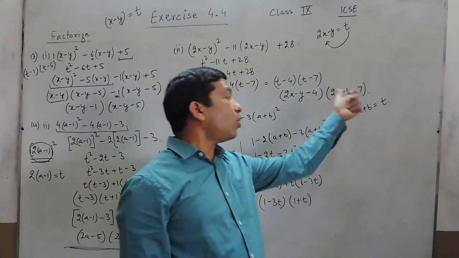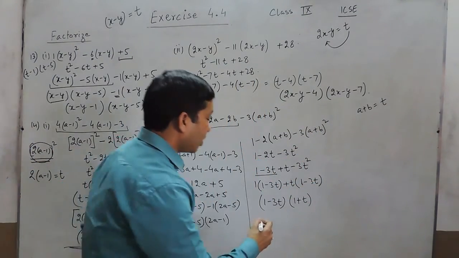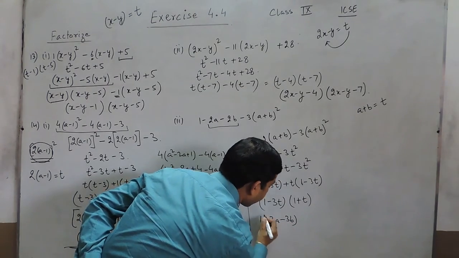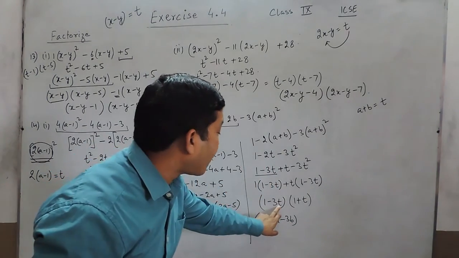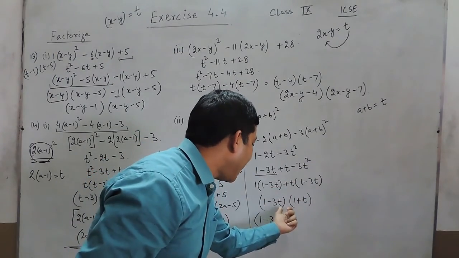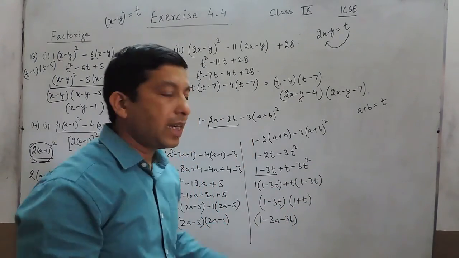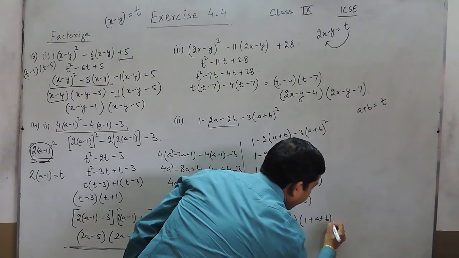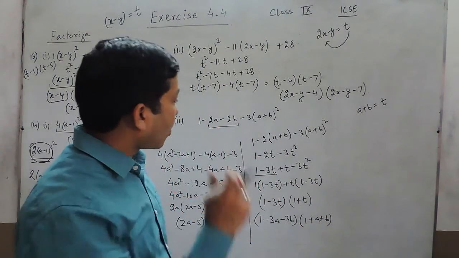So 1 minus 3t will become one factor and 1 plus t will become another factor. Again I have to substitute t as a plus b. So it is 1 minus 3a minus 3b, because if I put the value of t as a plus b, both a and b have to be multiplied by minus 3. And this is 1 plus a plus b. This is one of the methods of solving it.